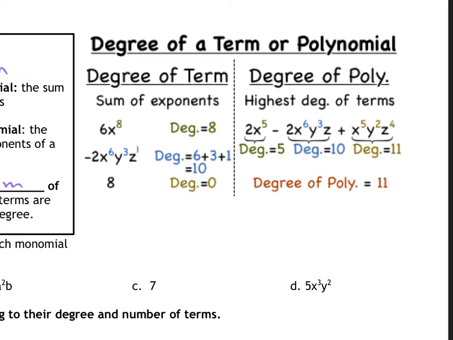The degree of a polynomial, we look at each section. So the first part, 2x to the 5th, has a degree of 5. The second part has a degree of 10 because 6 plus 3 plus 1 is 10. 5 plus 2 plus 4 is 11 for the third part. 11 is my highest, so 11 is my degree. We are not adding them together. It is just the largest piece.